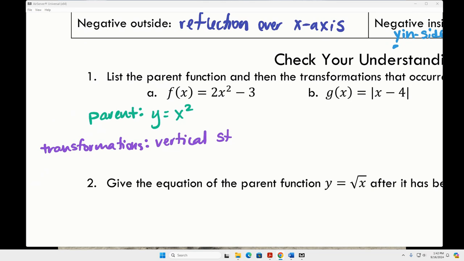And you don't have to say by a factor of whatever. You can just say vertical stretch and be done. Right? That minus 3 is on the outside on this one because I don't have parentheses. So subtracting 3 on the outside is going to be down 3.